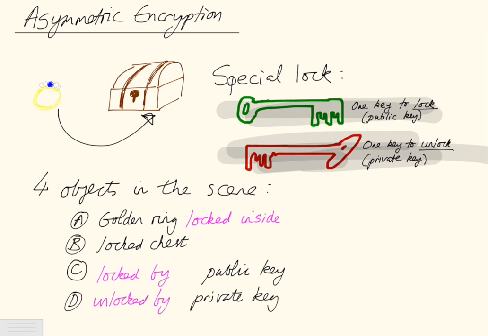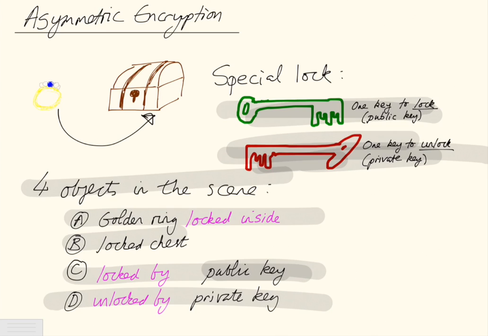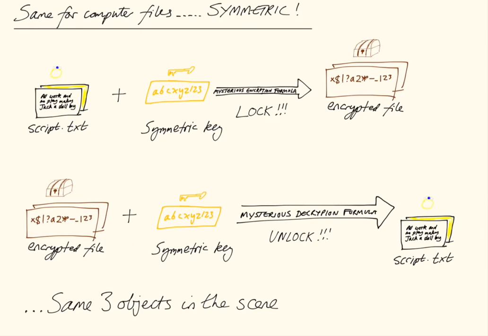So in this scene, there are four objects. We have the golden ring, which is again locked inside the chest, but this time we have two keys, one public key to lock the treasure chest and one private key to unlock the treasure chest. So that's really symmetric versus asymmetric. Let's go on to talk about how these relate to actual computer files. And actually, it's exactly the same concept.